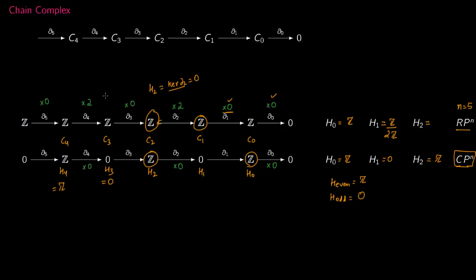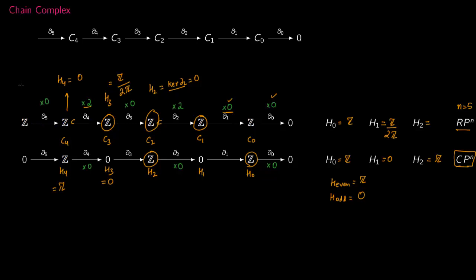What about here? h3. What is the kernel? The kernel is integers, because entire integers is going to 0. And then you modulo out this multiplied by 2z, because that's the image which is coming in. Now here you have h4. What is the kernel? So kernel is just 0, because you're multiplying by 2, so it's an injective map. So you have 0 here. Doesn't matter what is coming in here.